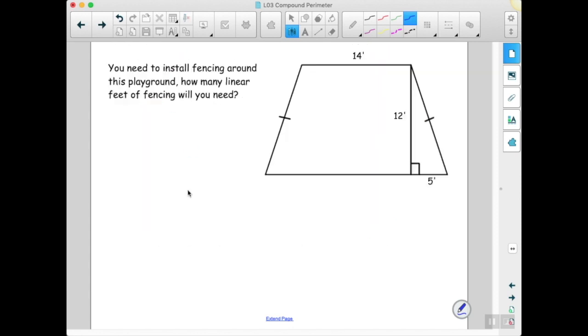Okay, next problem. You need to install fencing around this playground. How many linear feet of fencing will you need? You should probably pause at this moment to do some thinking about it, because I'm going to give you a hint in a few seconds. So if you don't want to hear the hint early, pause now.